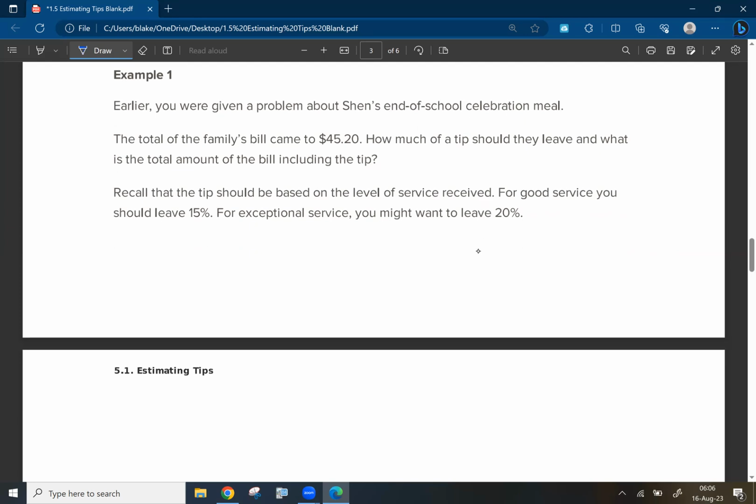So 45.20, we're gonna round this to $45. Okay. And then 10% of that. So again, 10% of 45 is gonna be $4.50. Okay, because remember, you move the decimal place once and you're good to go. All right, so if I wanted to do 20%, we'll simply go ahead and just double that. So $4.50 times 2 would be $9.